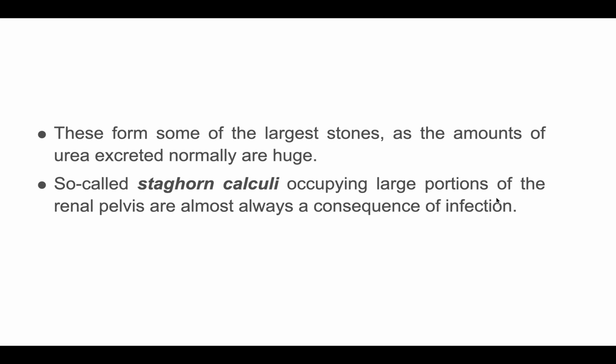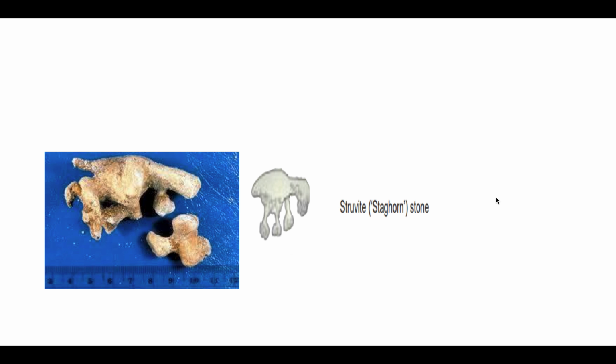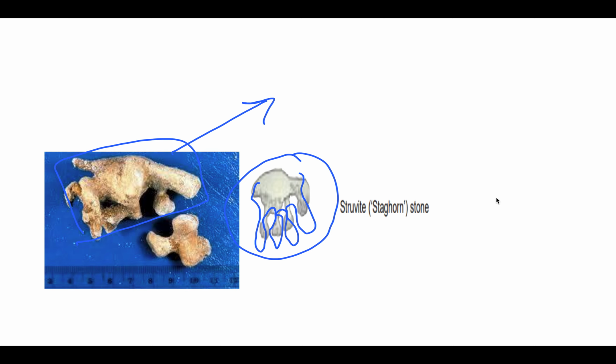Now these form large stones because the amount of urea which is excreted is very high. This is also known as staghorn calculi. What is a staghorn? You have the animal staghorn, so the stone resembles its horns. If you see over here, this is the picture. You can see this is the stone. It has multiple horn-like projections. So it is known as staghorn. It is a classical example of a triple phosphate stone.